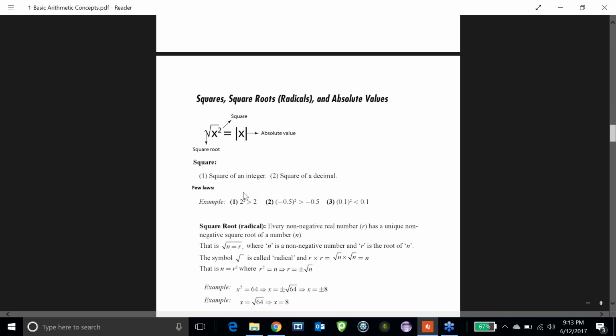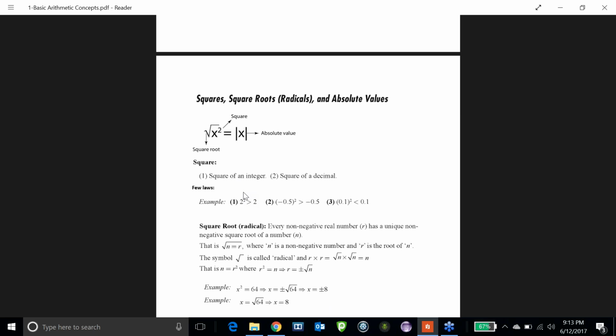I'll be showing you with an example. So square root of 4 square is equal to the absolute value of 4. What is absolute value? Absolute value is nothing but the distance between the origin and the number. On a number line, if you take -5, -4, -3, -2, -1, 0, 1, 2, 3, 4, and 5. This symbol is called modulus. If you remove the modulus, it becomes +4 or -4.